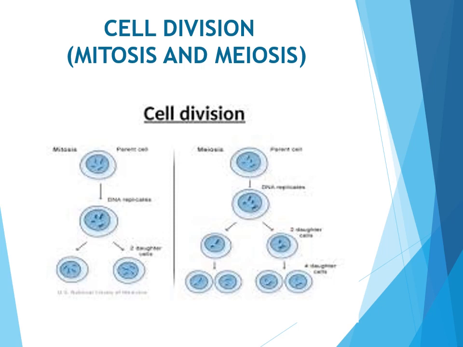Cell division is essential for the organism. It is required for growth. It is required for repair of cells, different parts, as well as it is required for reproduction. Mitosis is usually done for the growth and meiosis for sexual reproduction. So this is about the cell division.